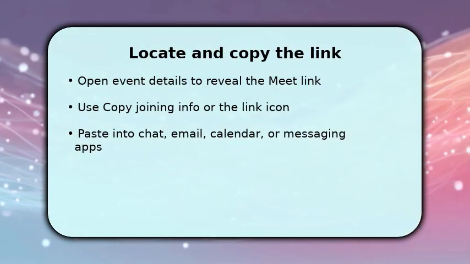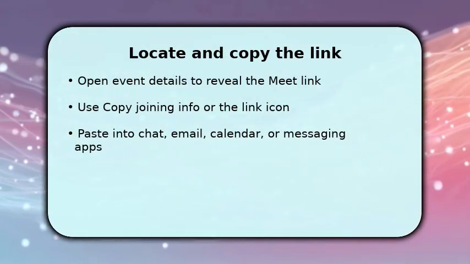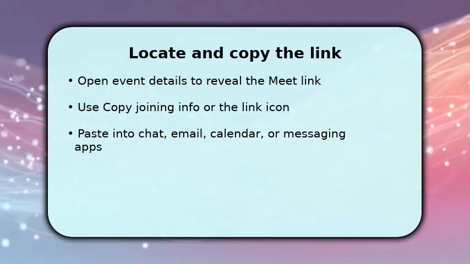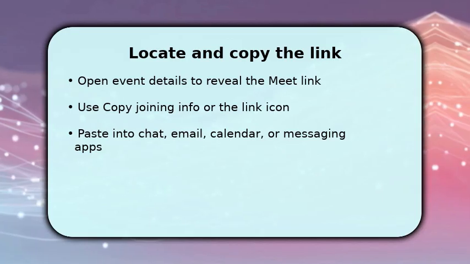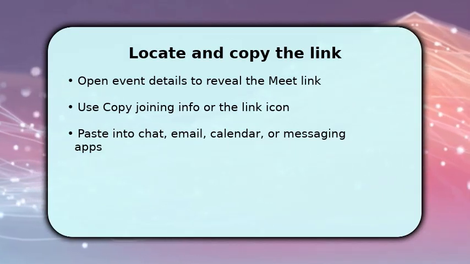Once the event exists or you started an instant meeting, find the Join with Google Meet link in the event details or the meeting window. Click Copy Joining Info or the link itself to place it on your clipboard.